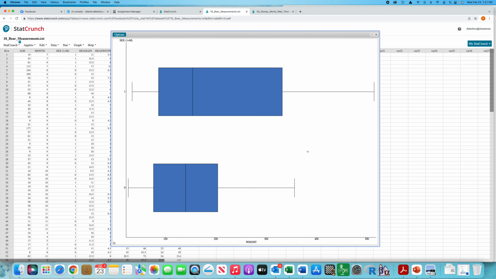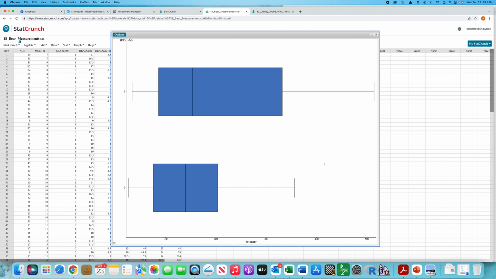So when I look at these box plots, looks like again 1 was male and 0 was female. So the males are up here. When I look at the center, I can see that the median is 154 and the median is 140. So the median weight of the male bears is higher than the median weight for the female bears.